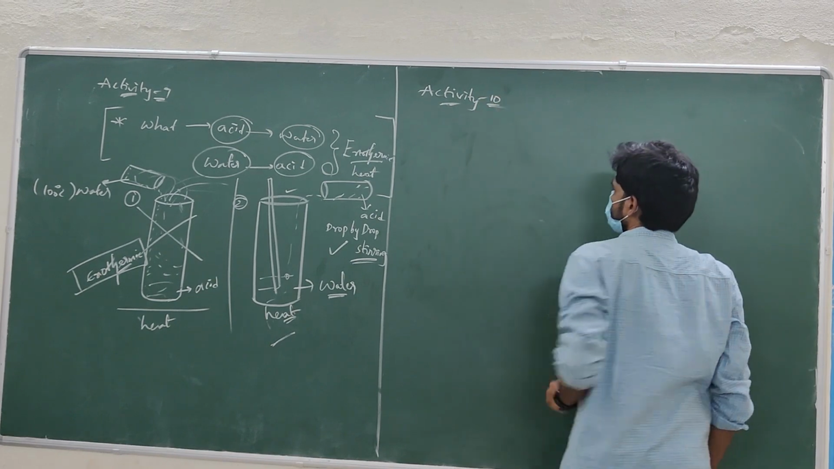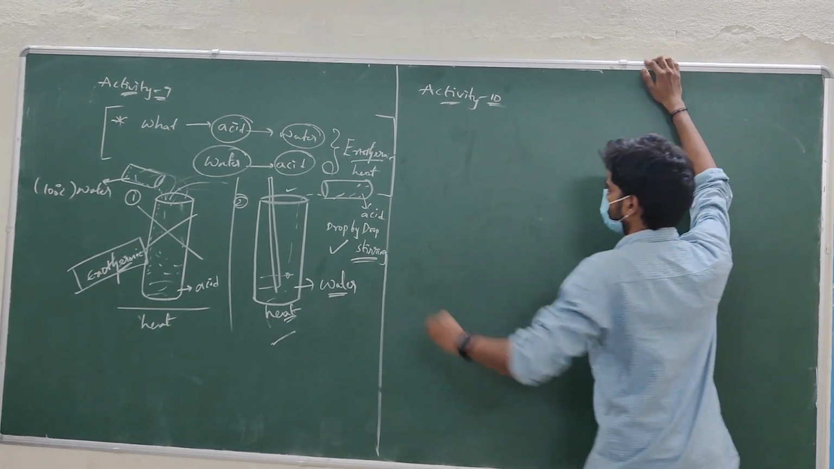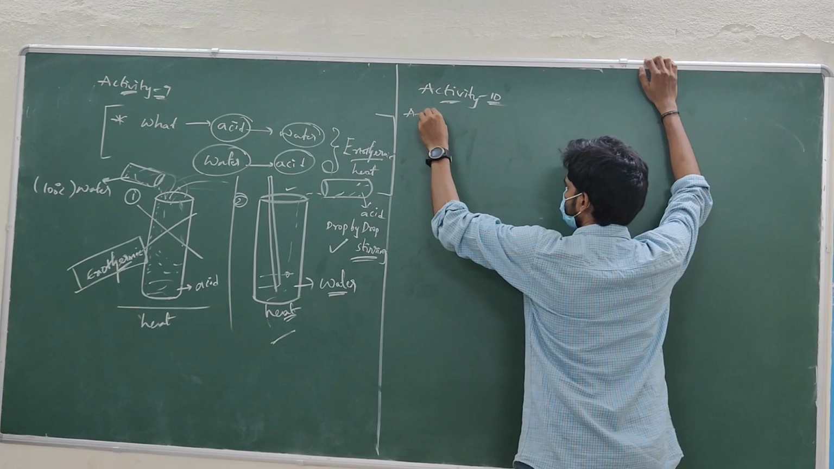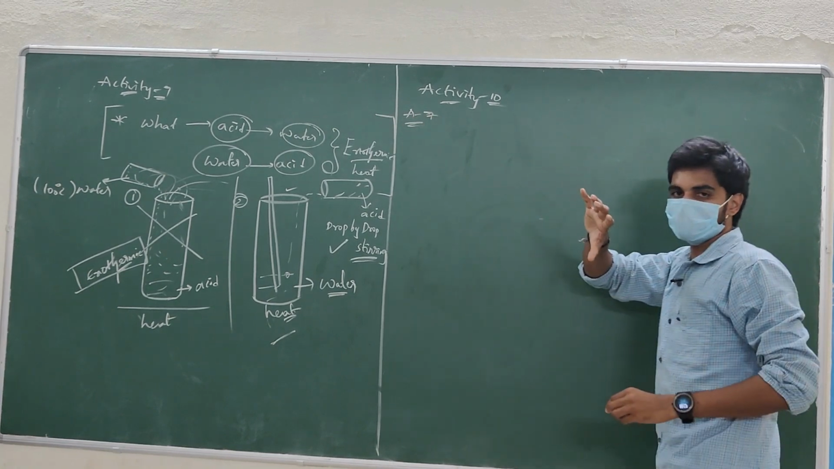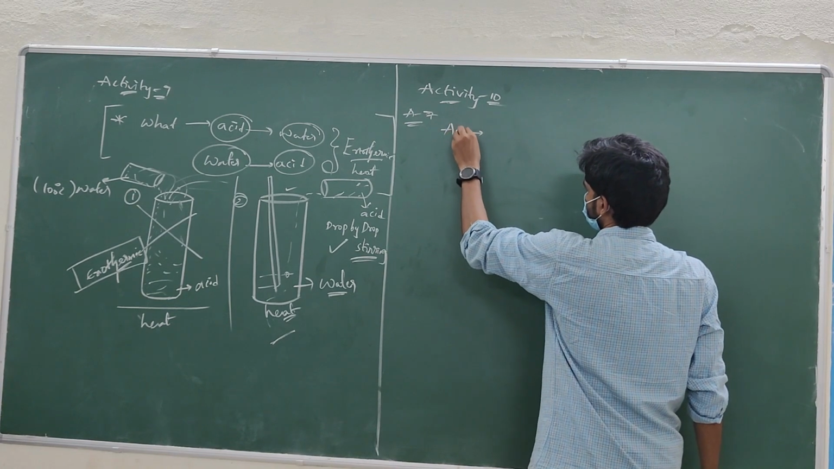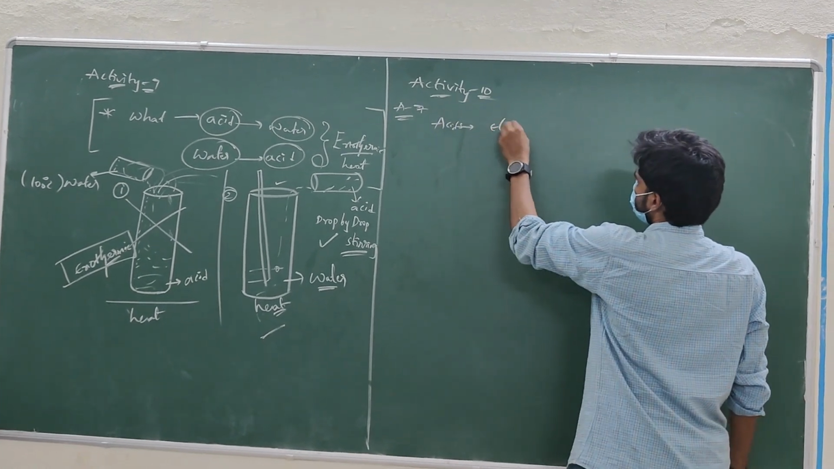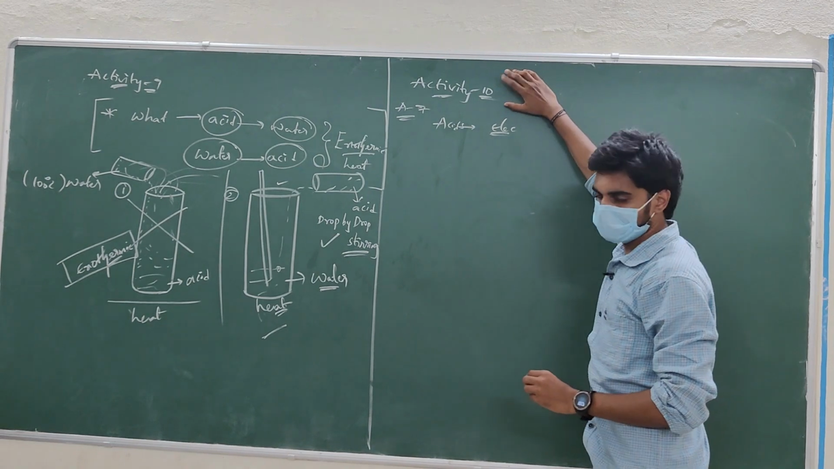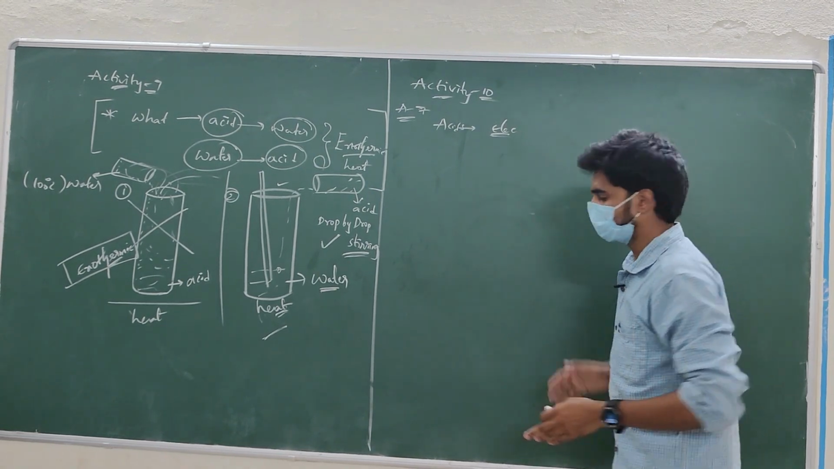10, right? So as we discussed in activity 7, you know about activity 7, right? In that activity we just dealt with whether acids conduct electricity or not, right? Acids conduct electricity. Okay, for this activity 10 we are going to take the same apparatus, same setup.